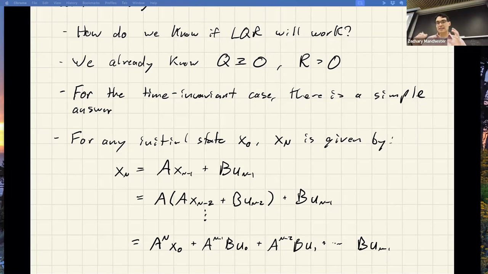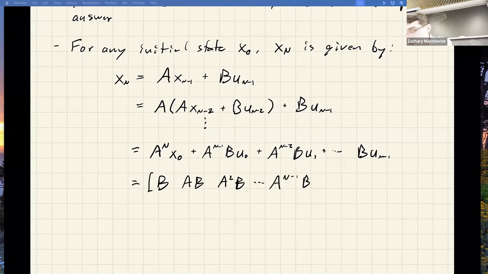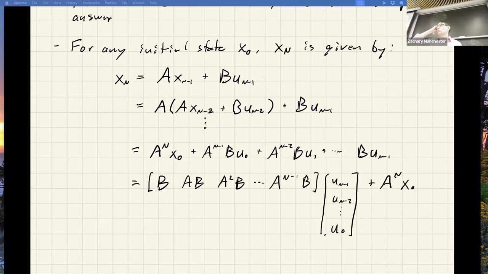Okay, so I can now take that whole thing and squish it into a big matrix equation that looks like this. So I've got B, A times B, A squared times B, all the way to A to the N minus 1 times B. This guy times all the controls stacked up. So it'd be U n minus 1, U n minus 2, ... U naught. Stack all the controls in a big vector, plus the initial condition. So that looks like A to the N times X naught. Everyone cool with that?